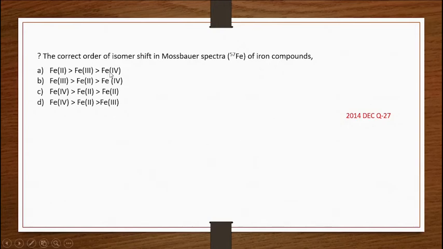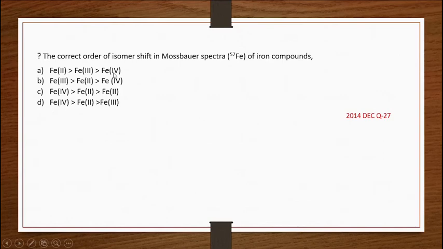So lower the d electrons. The Fe4+ system has d4, that is 4 electrons, and Fe2+ has 6 electrons. Higher the d electrons, higher will be the shielding, lower will be the s electron density, higher will be the isomer shift. So Fe2+ has higher d electrons and hence a higher isomer shift value. Fe4+ has lower d electrons, so a lower isomer shift value. So option 1 is the right answer.